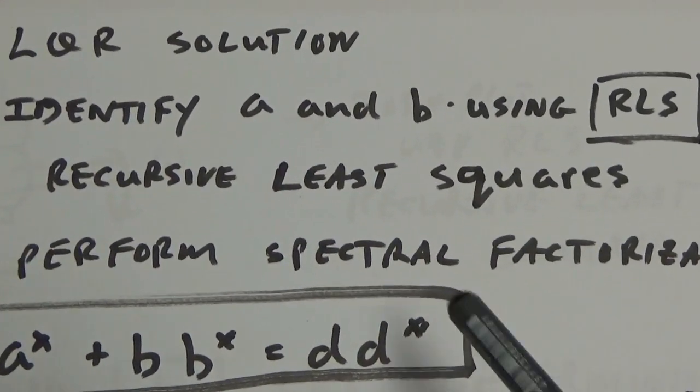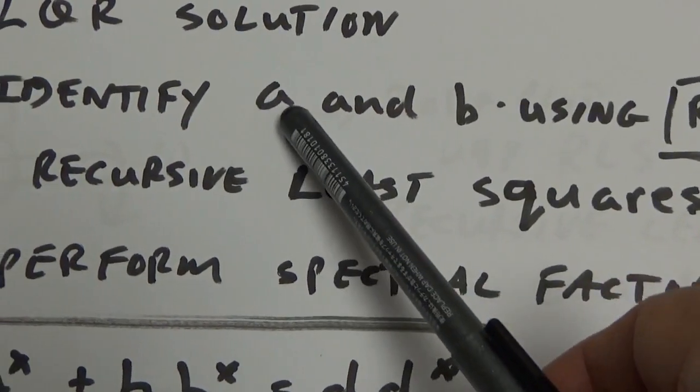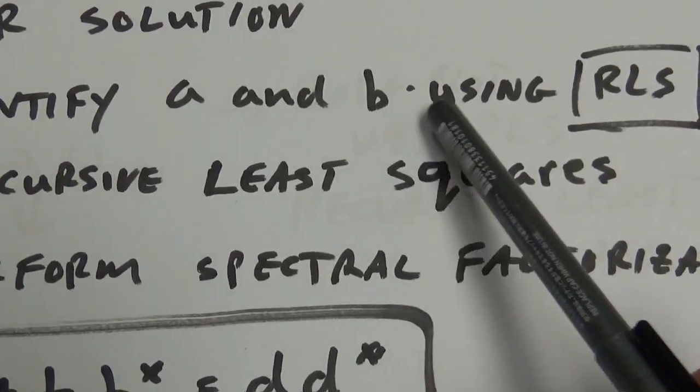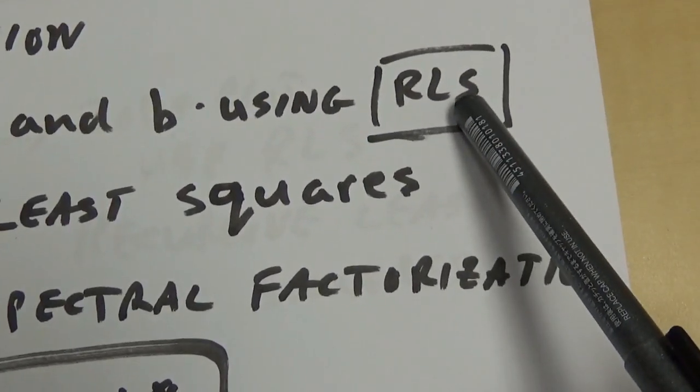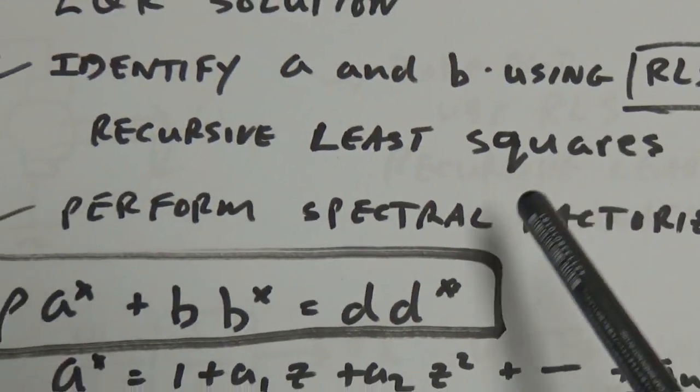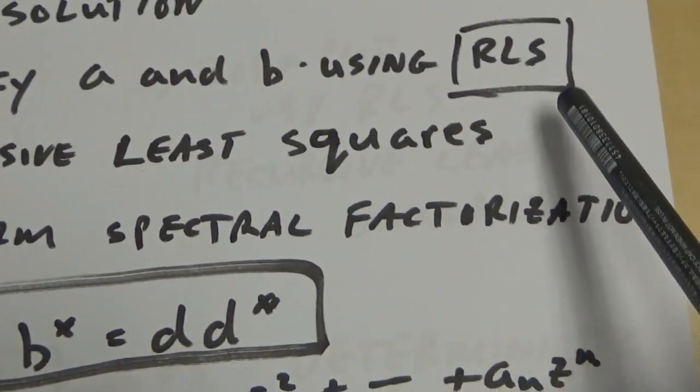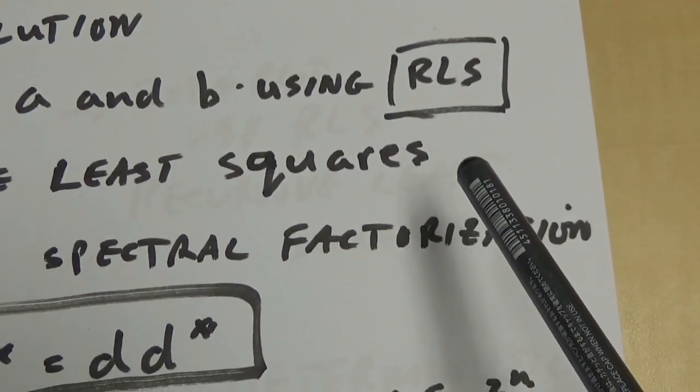So how do we do this? Well, we need to identify our polynomials A and B. That's our transfer function. And we use recursive least squares, or RLS. You just have to look that up in the literature if you're not aware of it.